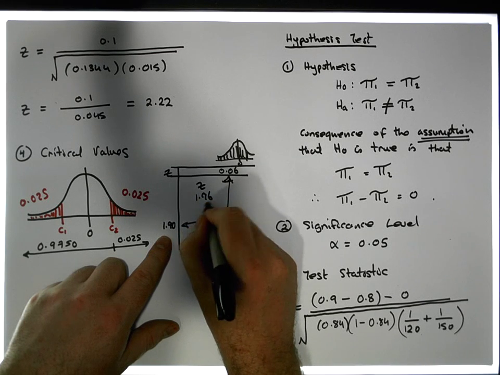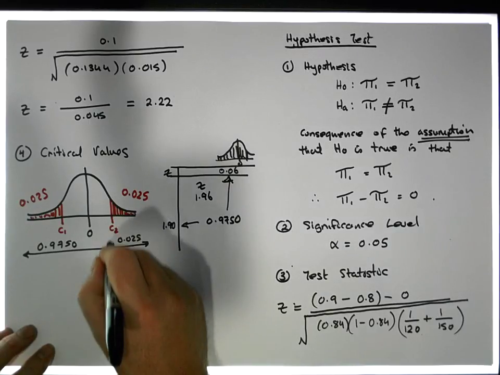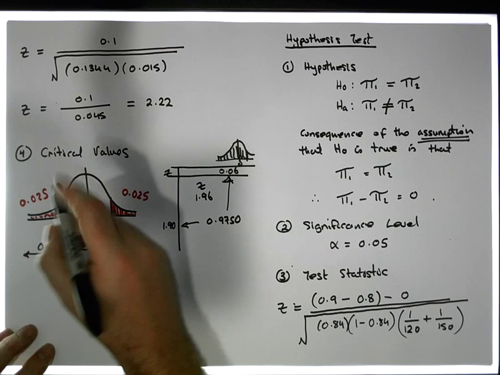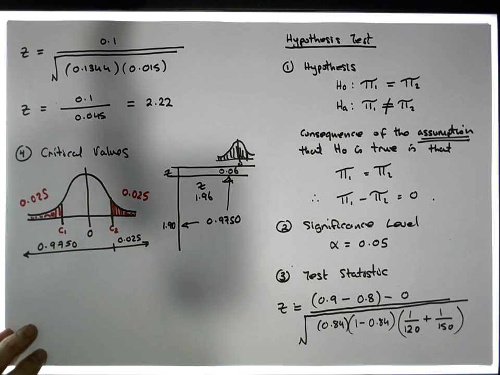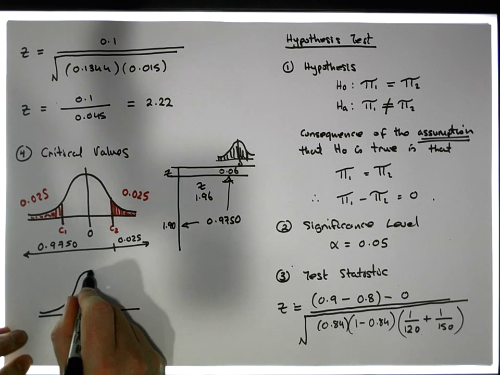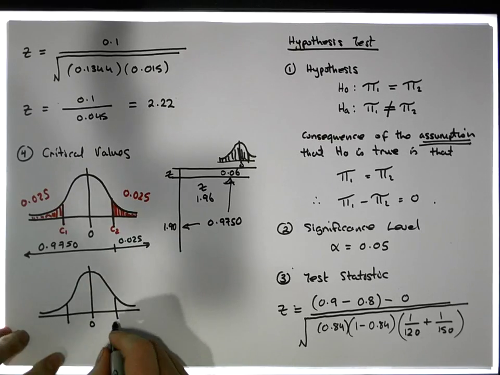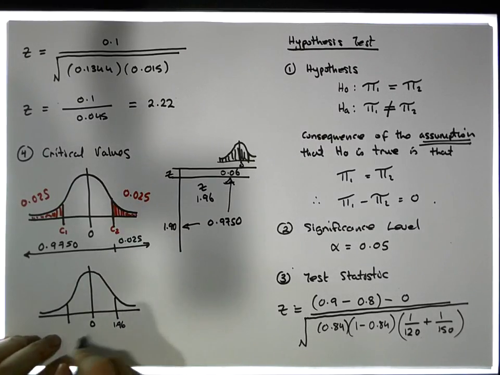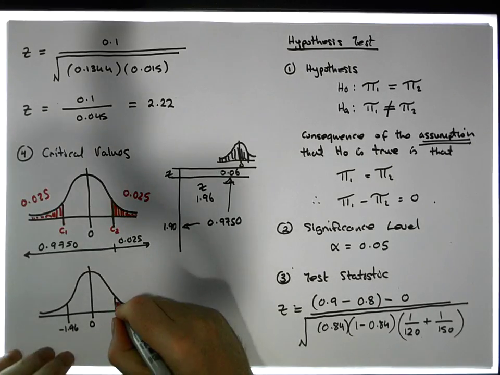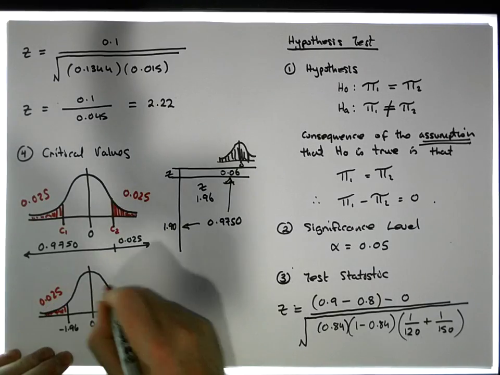So 1.96. In other words, this demarcation point right here is at 1.96. And through symmetry, this demarcation point over here is at minus 1.96. Let me draw that again, so it's a little bit clearer. Our rejection regions over here and over here are at 1.96 and minus 1.96. They're my rejection regions, and I have my areas under the curve. We know that the areas are 0.025 and 0.025 here.